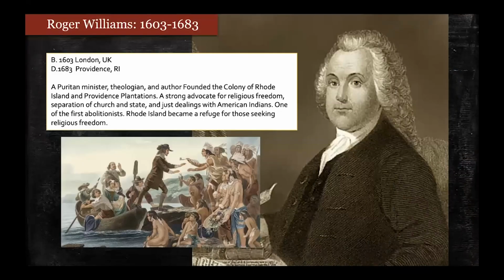Roger Williams, one of my favorite early Puritan leaders, a Puritan minister, theologian, and author who founded the colony of Rhode Island in Providence Plantations. A strong advocate for religious freedom. He's very progressive for his time period. He advocated the separation of church and state and just fair dealings with American Indians.